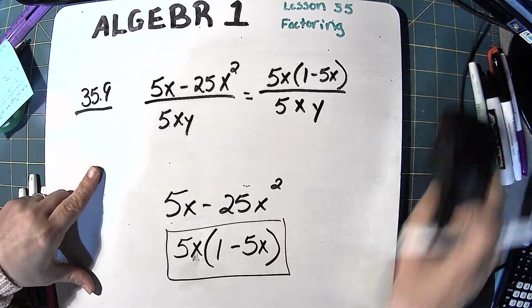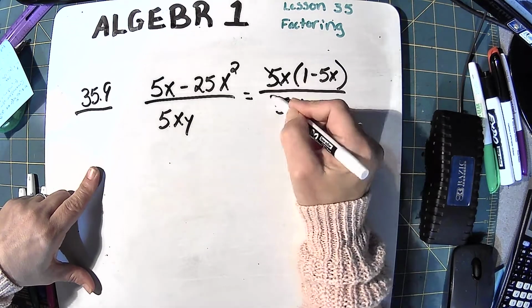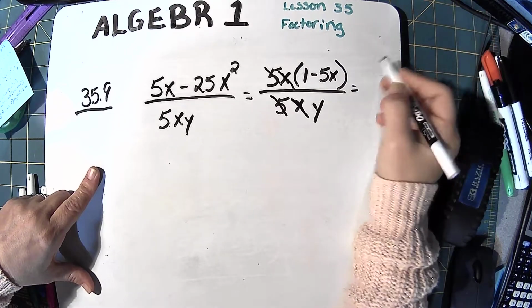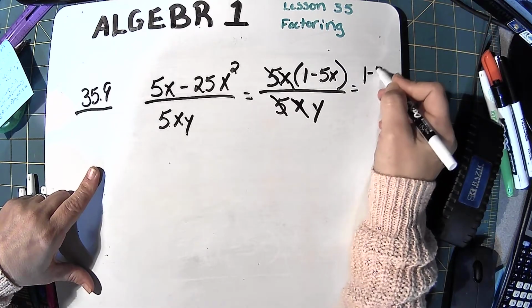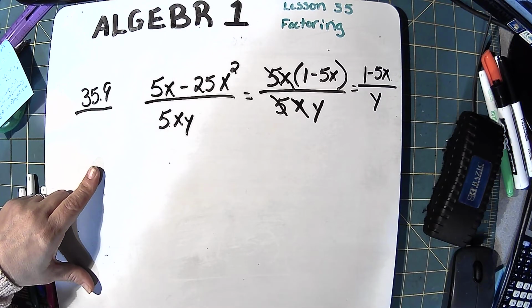5xy. Now I cannot cancel the whole thing. I can cancel the 5, and I can cancel the x, but I'm still going to have a y on the bottom. So my answer is 1 minus 5x over y. Because that y did not cancel.